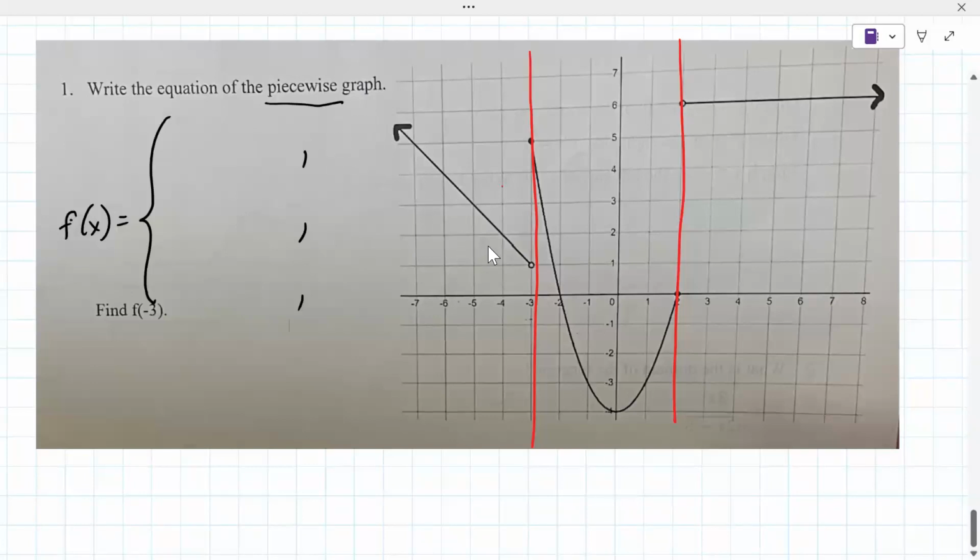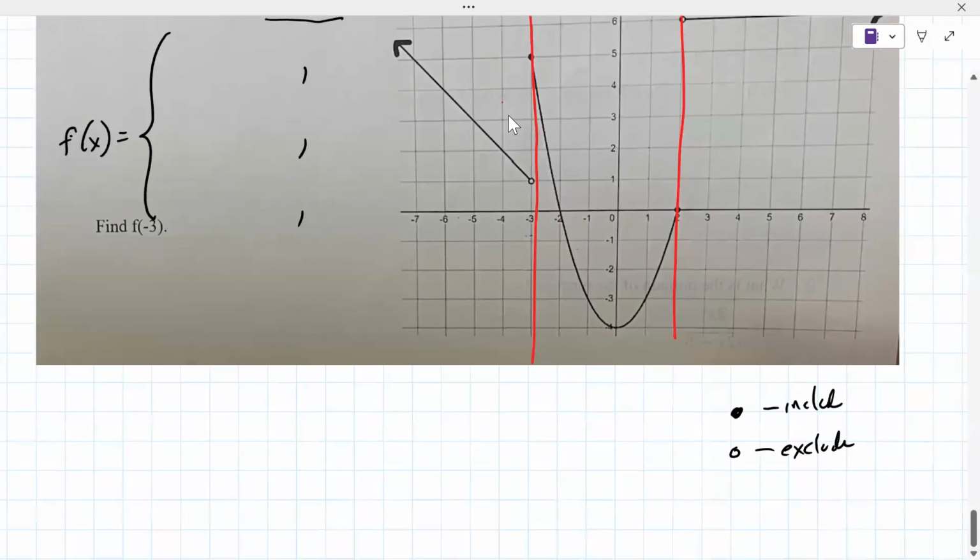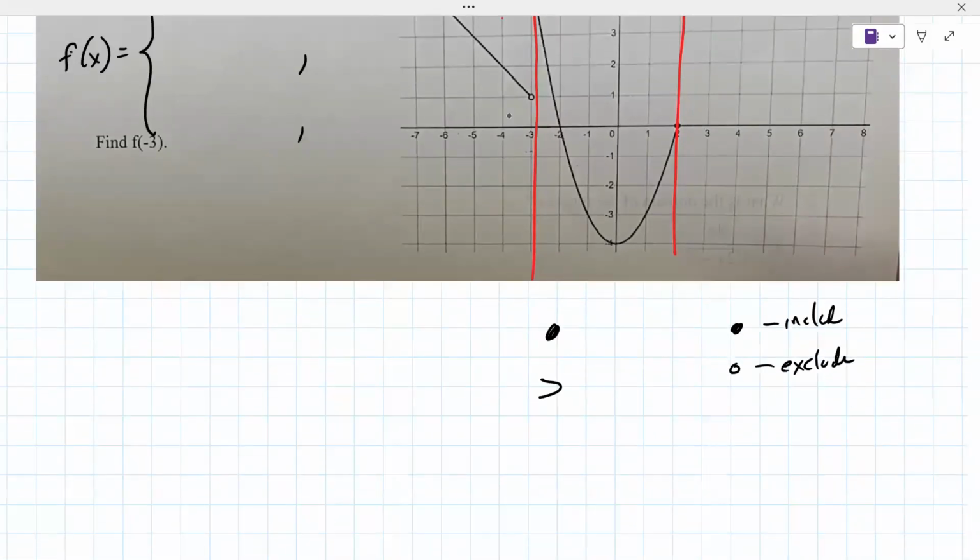If you're not sure what I mean by that, the first one is valid for all the numbers less than -3. Does it include -3 with the open circle? Yes. So closed circles include, open circles exclude. When you see this symbol, it could be this one or this one.